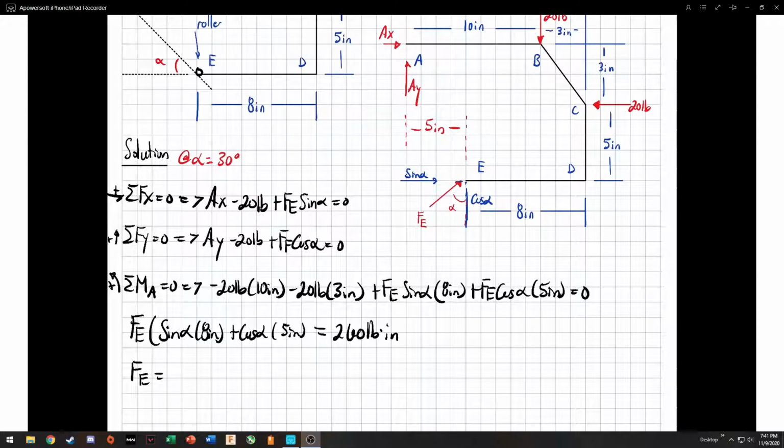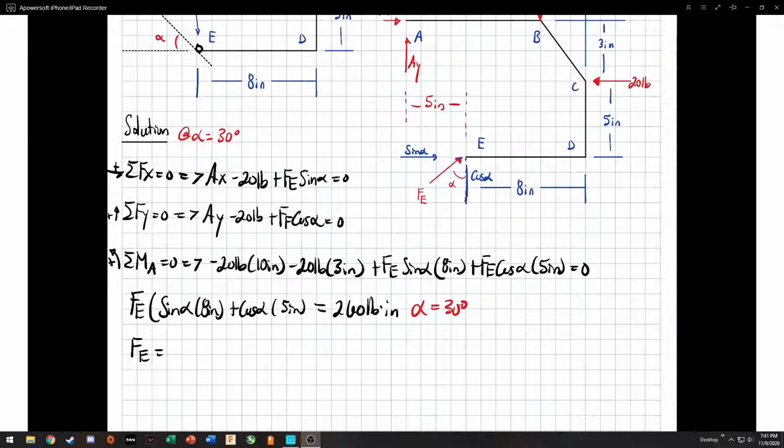Now remember, our alpha is 30 degrees at this point. So we're going to have 260 divided by sine 30 times 8 plus cosine 30 times our 5 inches. Sorry, I'm putting it in my calculator just to make sure I get my math right. We get force FE to be 31.2 pounds.